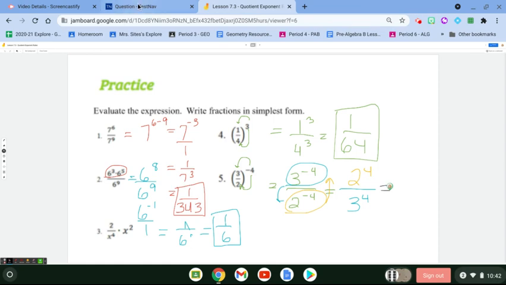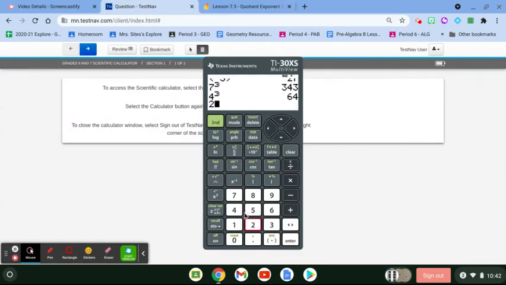To start simplifying, we have 2 to the 4th power, which is 16, over 3 to the 4th power, which is 81. And you always want to check your fraction and see if it doesn't simplify. So 16 over 81, and that will give us the same thing back. So 16 over 81 would be the final answer.